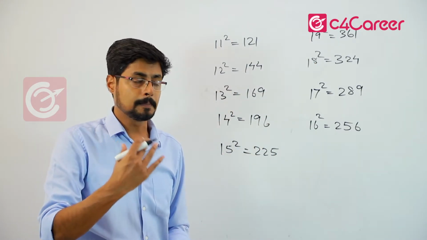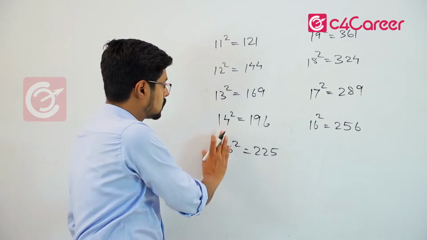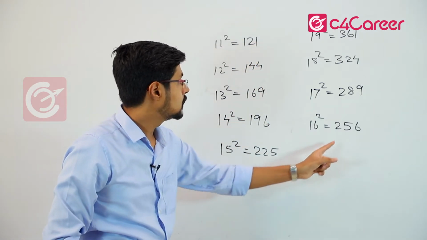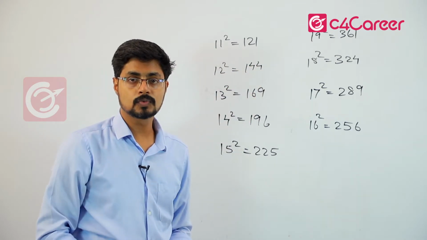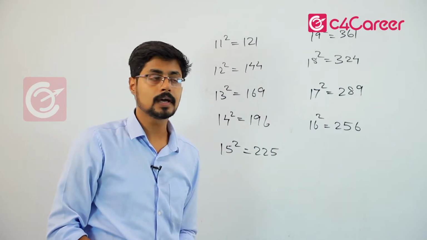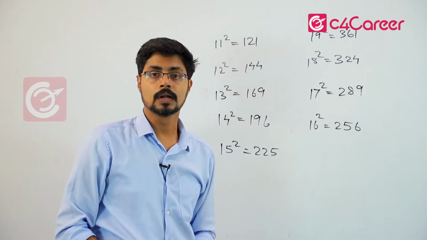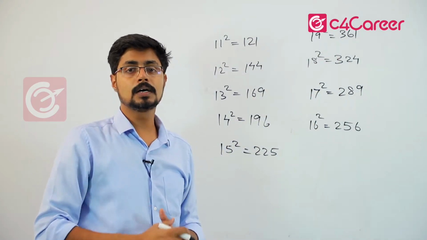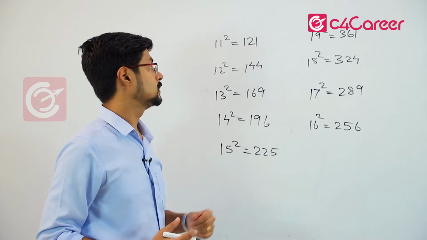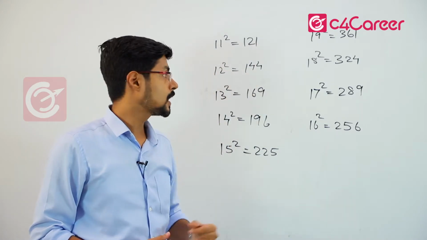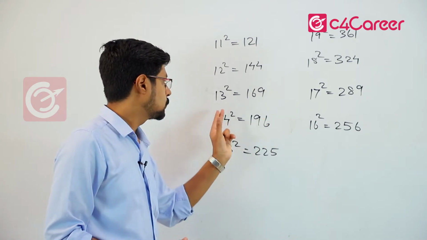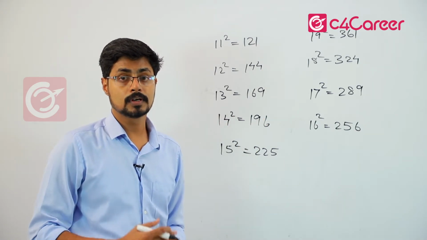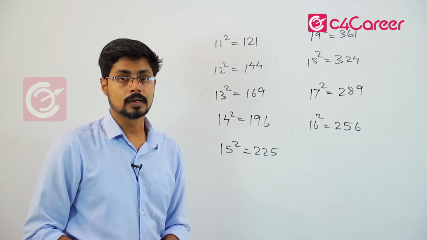So I'll give you a quick tip. Forget about this part. Just sequentially study the squares: 121, 144, 169, 196, 225, 256, 289, 324, 361. Like that, you have to first memorize the series of perfect squares from 11 to 19. Memorize that series first. Once you have done that, you can connect to the numbers.